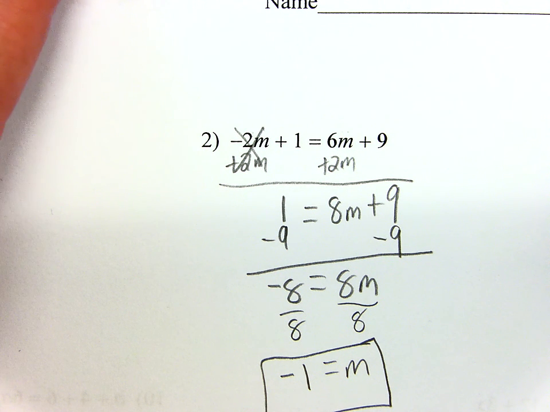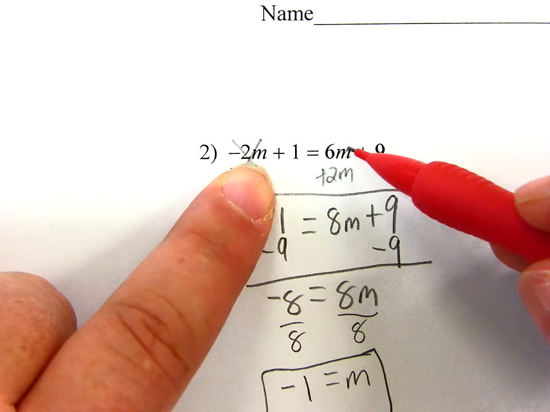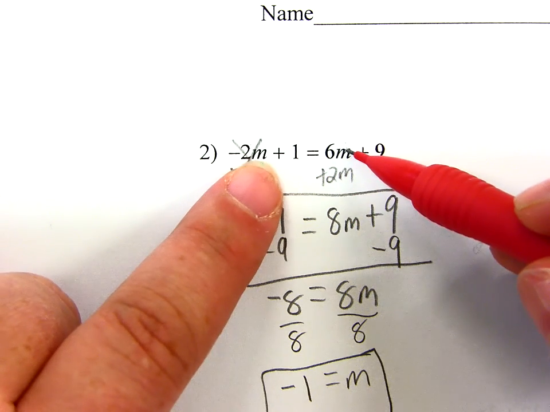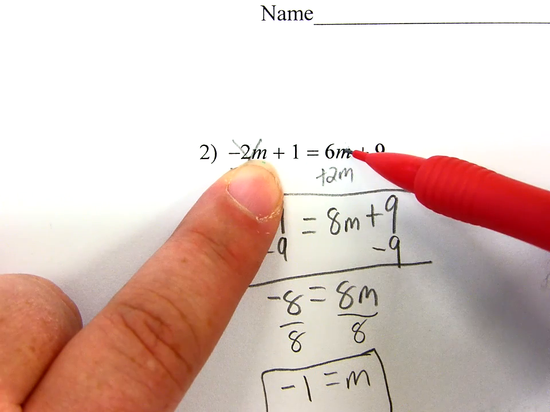Now, just a note about checking these. You can still check them. It's still an equation. I keep telling you that any equation, you can check your answer. It's just when you plug it back in, you're going to have to plug in negative 1 in both locations. Because you have two of them, right? You have an m there and you have an m there. So you would have to plug in negative 1 on both.